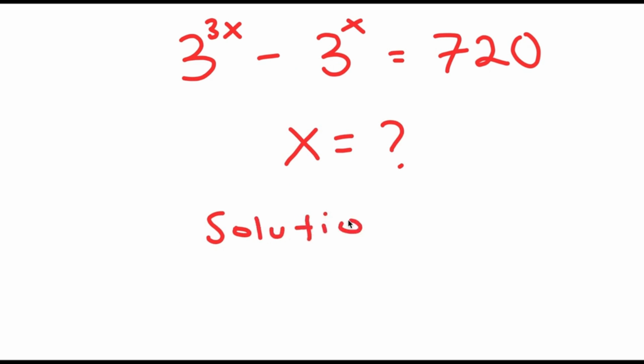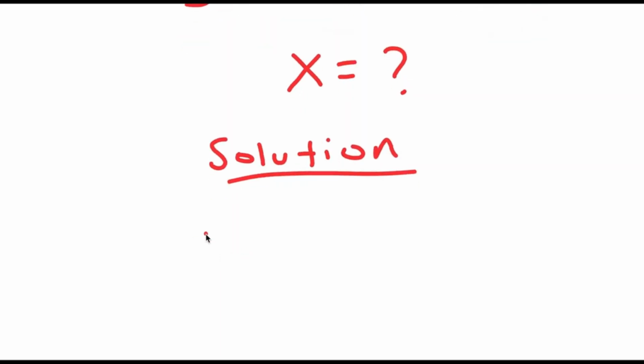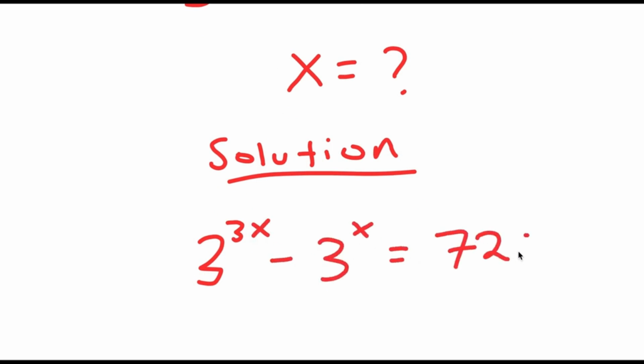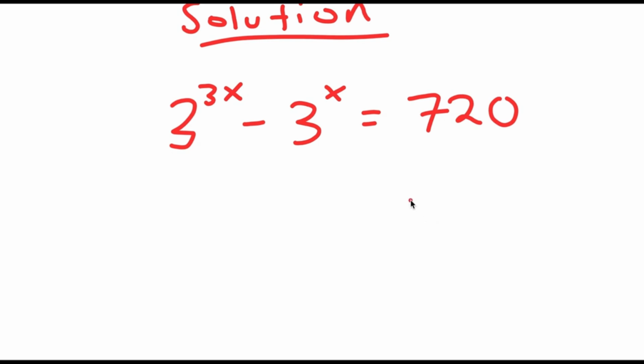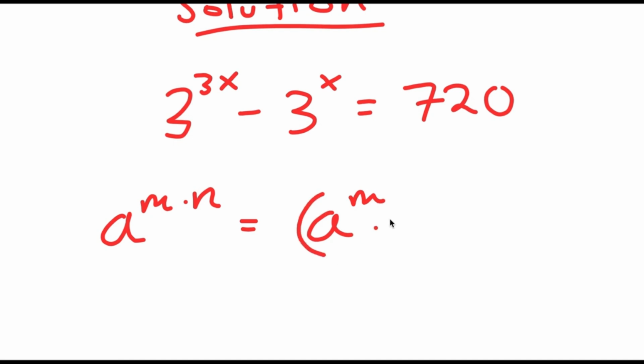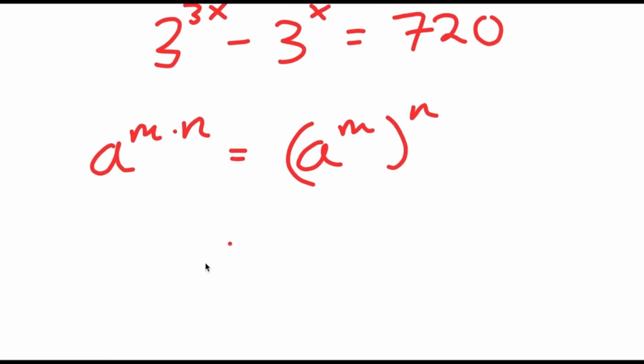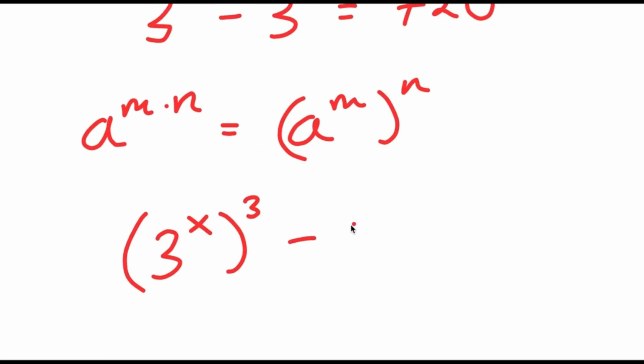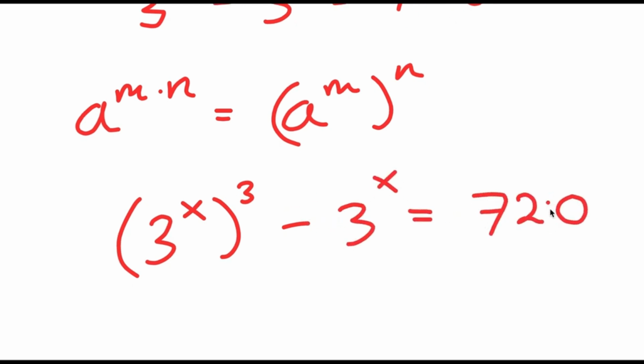Obviously, I want to find the value of x. For my solution, I'm going to first start with my equation here. So I have 3 to the power of 3x minus 3 to the power of x is equal to 720. Now I'm going to use the property a to the power of m times n is equal to a to the power of m to the power of n. I'm going to use this property on 3 to the power of 3x to rewrite it as 3 to the power of x to the power of 3. So now I have 3 to the power of x to the power of 3 minus 3 to the power of x is equal to 720.